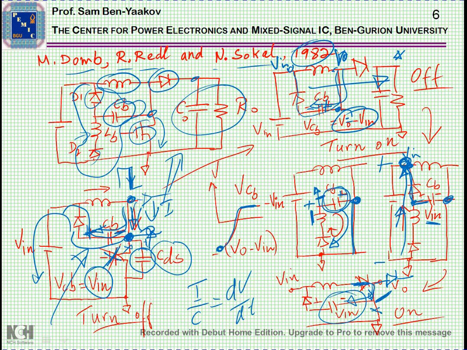One of them is that this circuit will operate only if Vin is larger than half of Vout, for the reason that otherwise we are not going to get back to this clamped voltage.